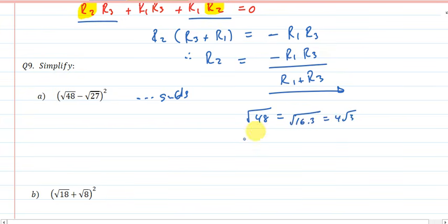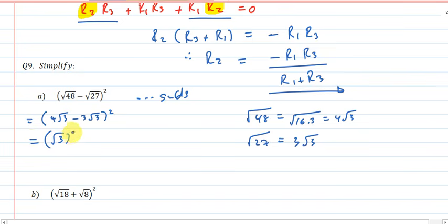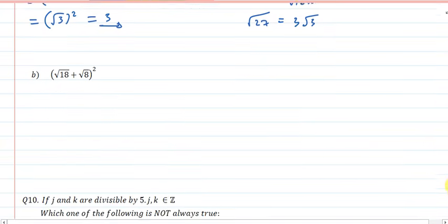And the square root of 27 is basically equal to 9 times 3, so 3 root 3. So all you are doing is saying this is 4 root 3 minus 3 root 3, all squared. You don't need to go and square a binomial here. So 4 root 3 minus 3 root 3 is just root 3 squared, and what's the answer? 3.